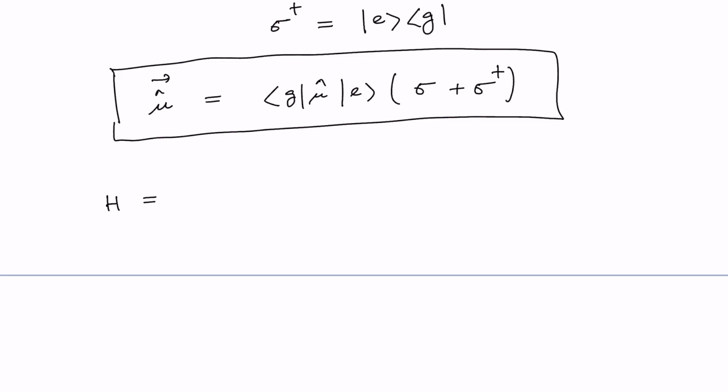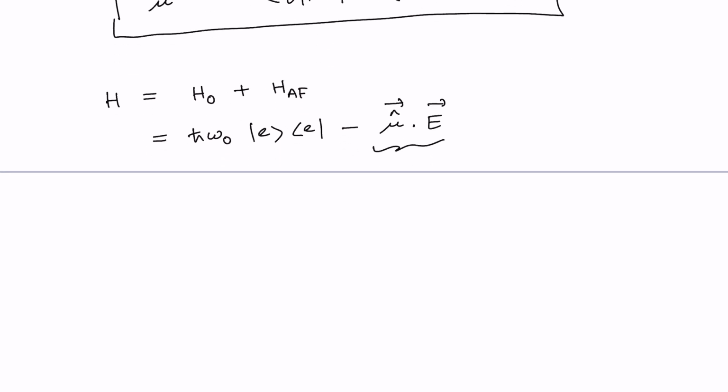So H is the total Hamiltonian for the atom-field composite system. It has a bare Hamiltonian without the interaction with the light field, and then the atom-field interaction term is there. We have already seen that H0 is ħω0 |e⟩⟨e|, because the ground state energy is taken to be 0, and the atom-field part is -μ·E. We have already worked out this dipole moment operator.